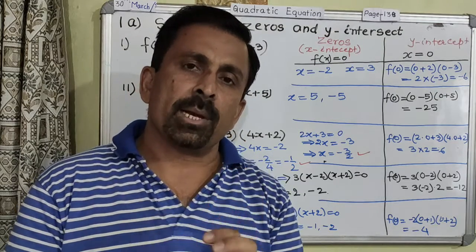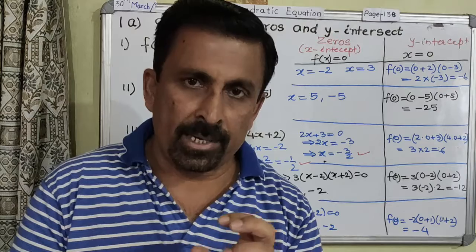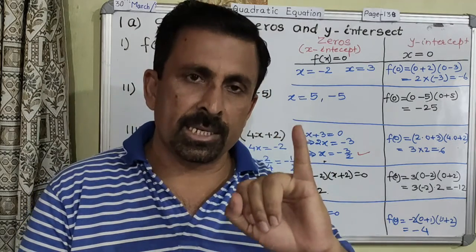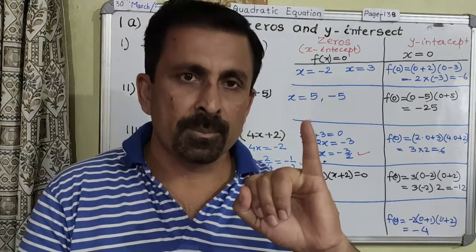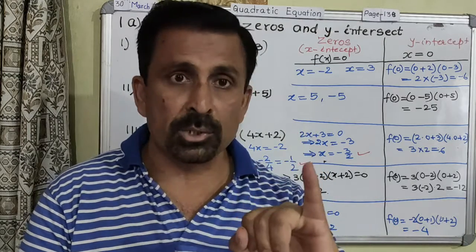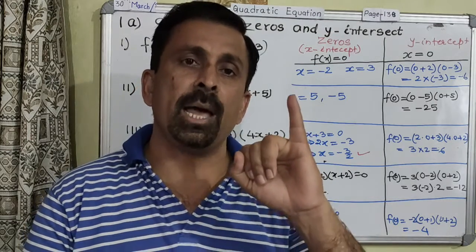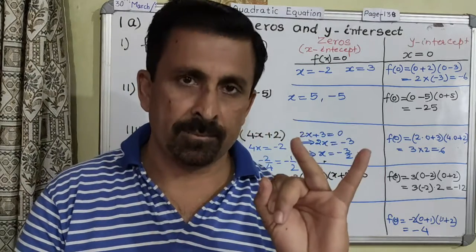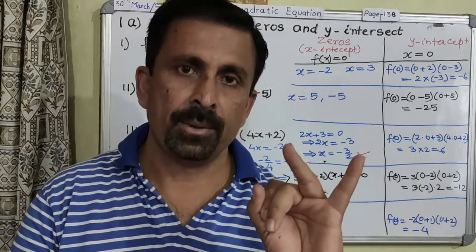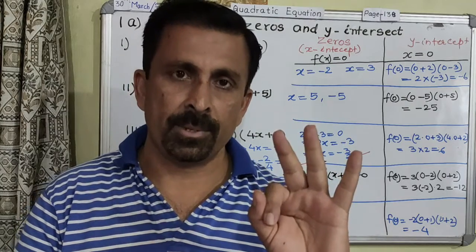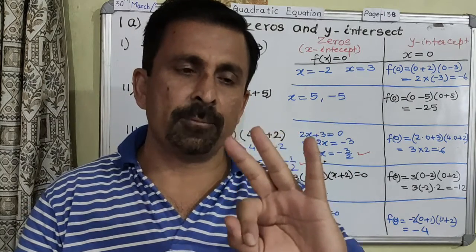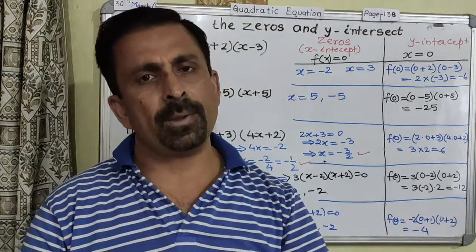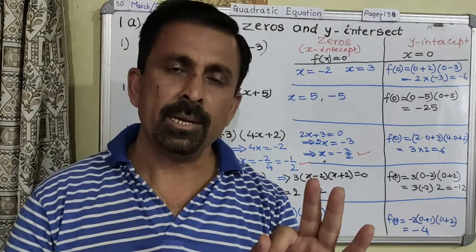When we are asked to plot the graph of a quadratic equation in the factored form, there are three things we are calculating. Number one is the x-intercept, which we also call the zeros. You must know how to calculate the zeros or the x-intercept of a polynomial. Number two is the vertex. And number three is the y-intercept. If we have done these three things, we are able to plot the graph and answer any question regarding the graph.